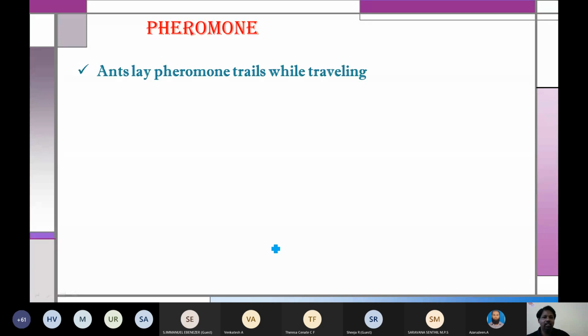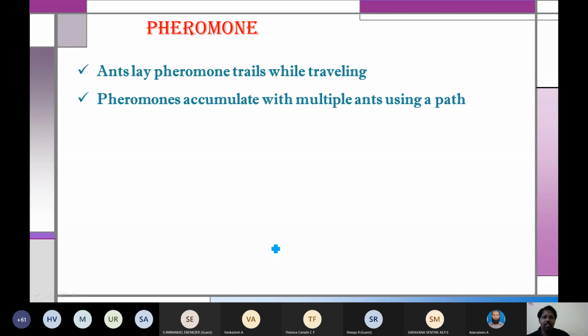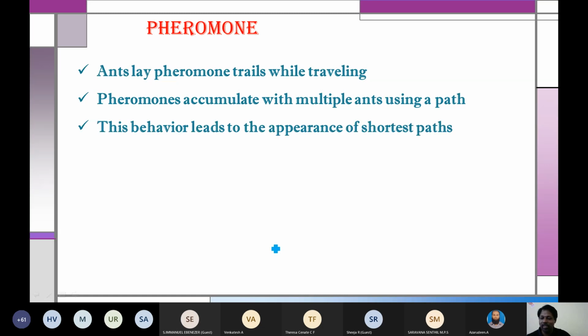So ants lay pheromone trails while traveling. When more ants are going on a path, more pheromone will be there. The ant which comes at the end, the last one, can understand that when there is more pheromone content, more ants have gone through this path. If more ants have gone through this path, then it's understood that it is the shortest. So this is how it is being done.